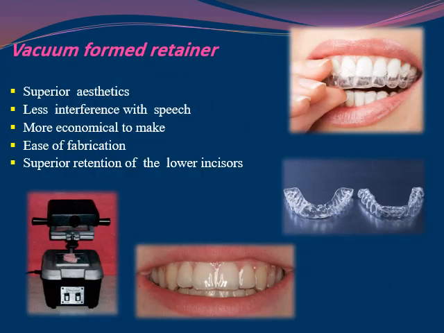The other type of removable retainers is vacuum-formed retainer. This type of retainer, as we see in this figure, is made from thin, transparent thermoplastic material. So it provides a more aesthetic appearance and it is unnoticed. This type of retainer has several advantages over the other types of removable retainer, and it is the most commonly used and most preferred by patients.